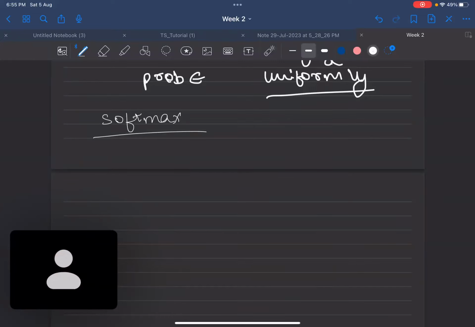Madam, just one thing. The sir has told that in epsilon greedy, we have to reduce the exploration as we increase the number of steps. For example, he said the probability is no more 1 minus epsilon, it is 1 minus epsilon plus epsilon by n. So that is also a good strategy, right? To reduce exploration as we increase the number of steps.